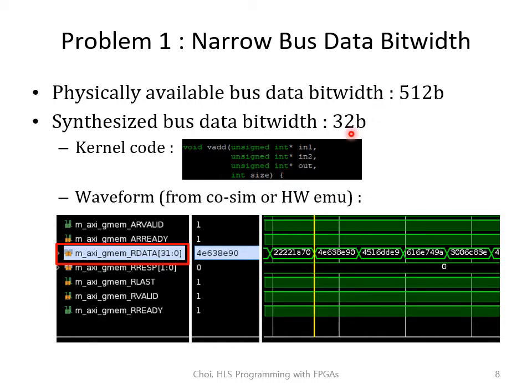This can be confirmed from the waveform. If you run either Vitis HLS cosim or the Vitis hardware emulation, you see that the bus data bitwidth is indeed 32 bits. So we're not fully taking advantage of the available memory resource.